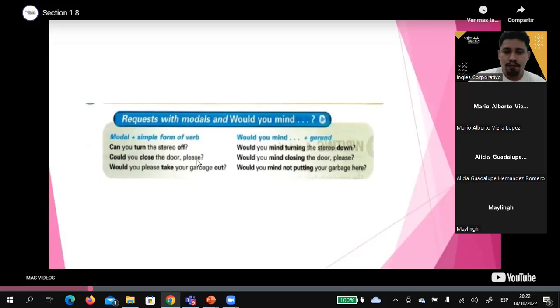We have another example in which we use please at the end. For instance, we can say, could you please close the door? Could you close the door, please? So this is a word that we just add to be more polite. Or if we are going to request something, we also can use would. In this case, would is going to be at the beginning of the sentence, like we do in questions. And we're going to say, would you please take your garbage out?